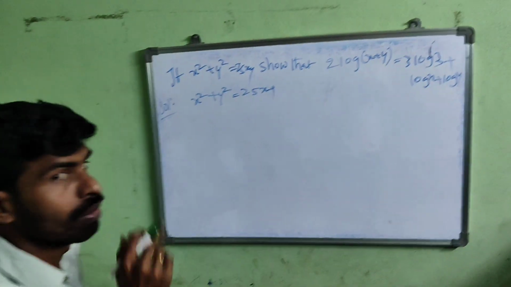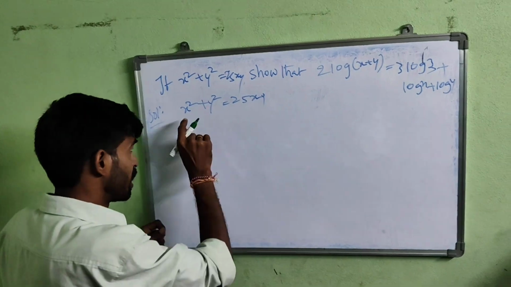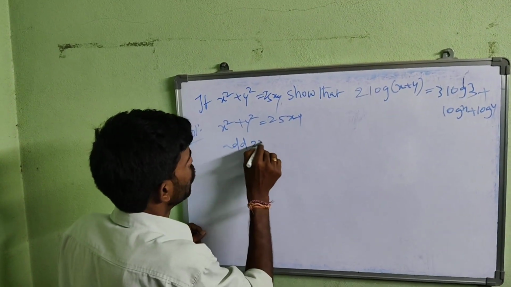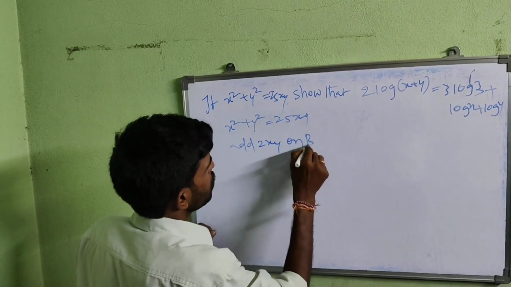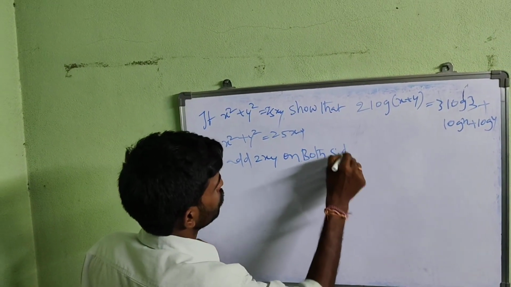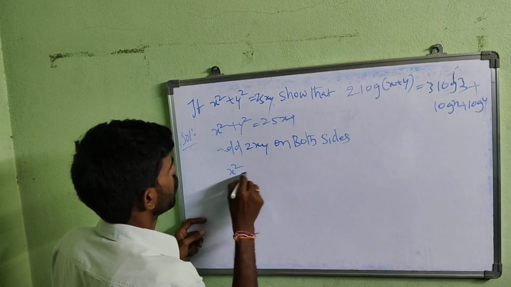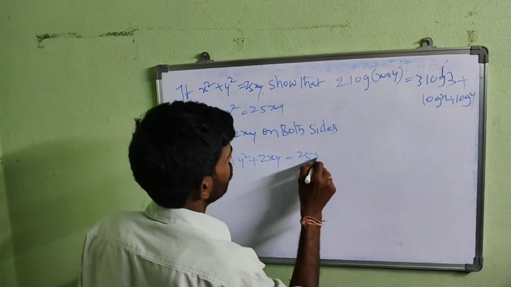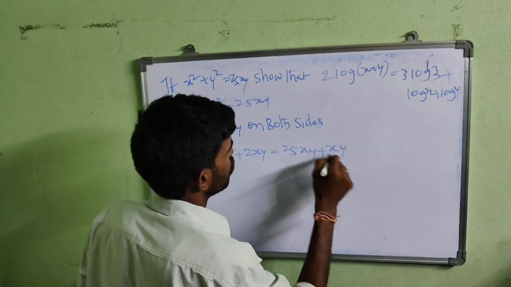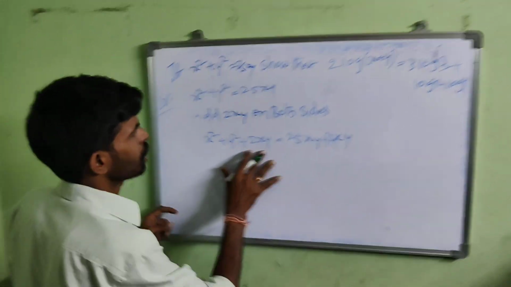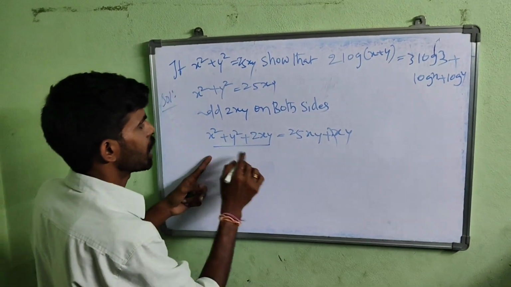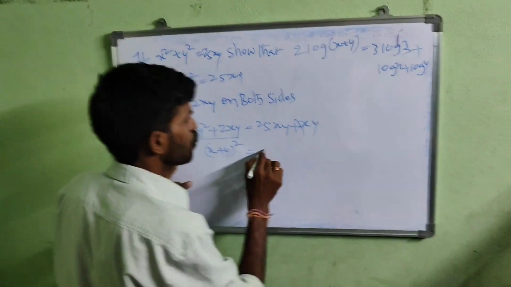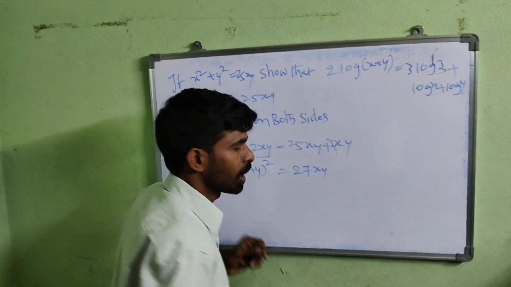To get that value, we need to add 2ab, meaning 2xy, on both sides. Now x square plus y square plus 2xy is equal to 25xy plus 2xy. What is this formula? A plus b whole square. X plus y whole square equal to 25 plus 2, that is 27 into xy.